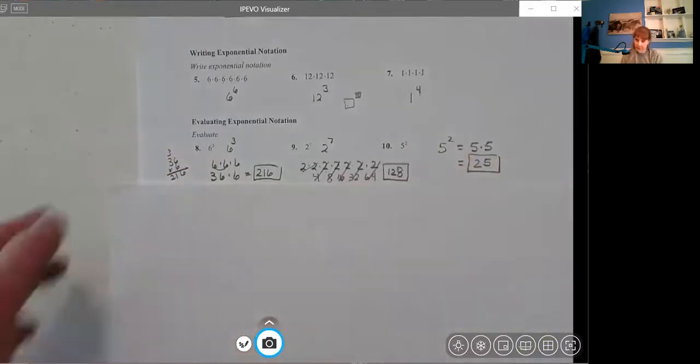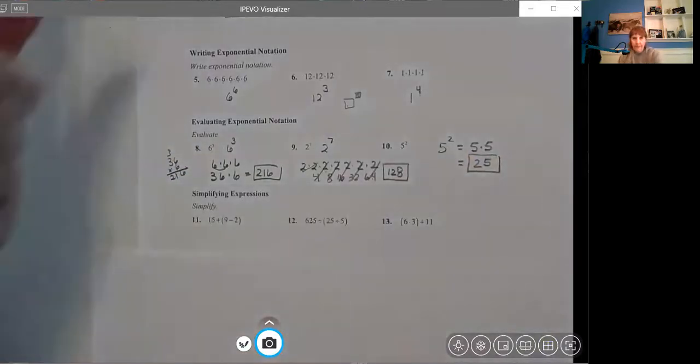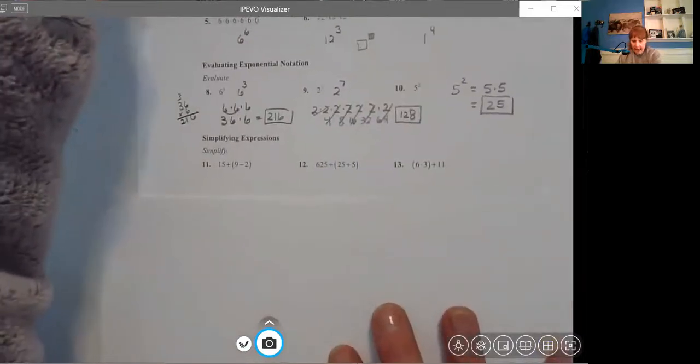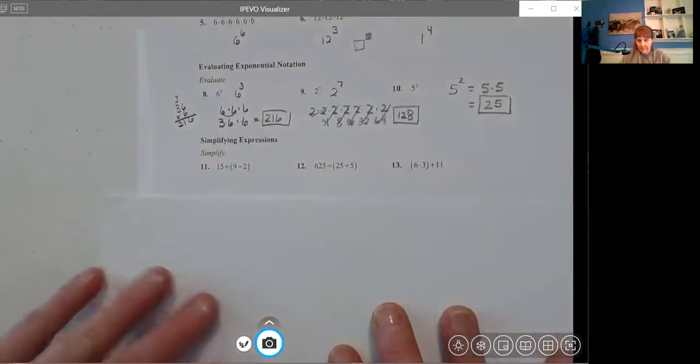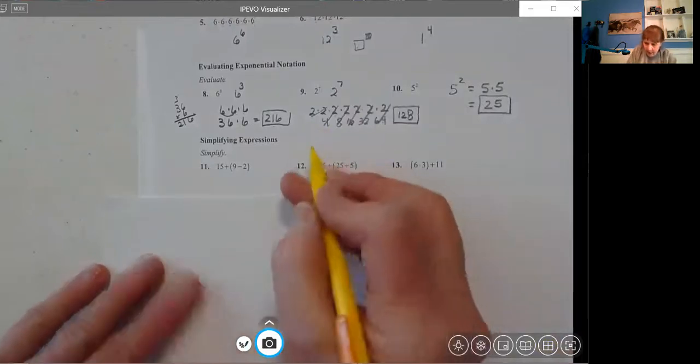Okay, now let's start with our PEMDAS. Now that we have our exponent idea down, when we're doing PEMDAS, I can write it up here.